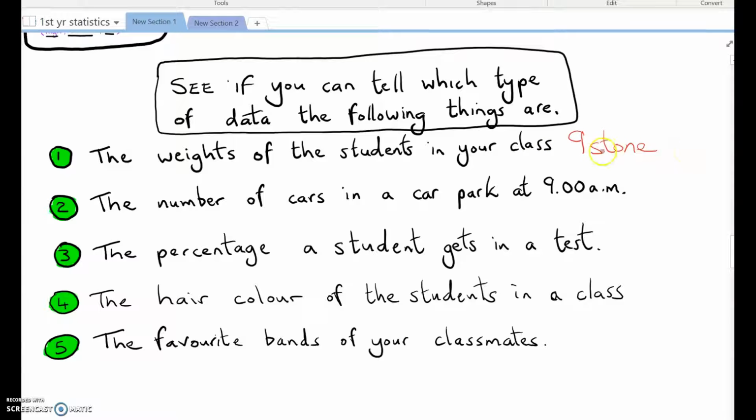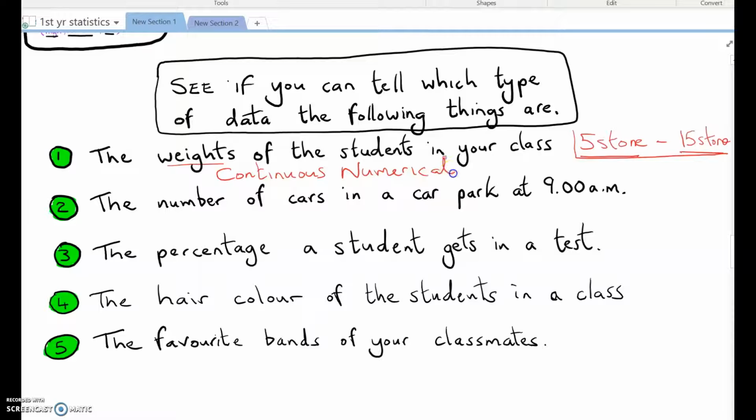But what you could say is that everyone in your class is at least 5 stone. There's nobody lighter than that. And there's nobody heavier than 15 stone. So that would be your answer. Oh, I don't know for sure what the weights are, but I know that they're between 5 and 15 stone. So what's that an example of? It's an example of continuous numerical.